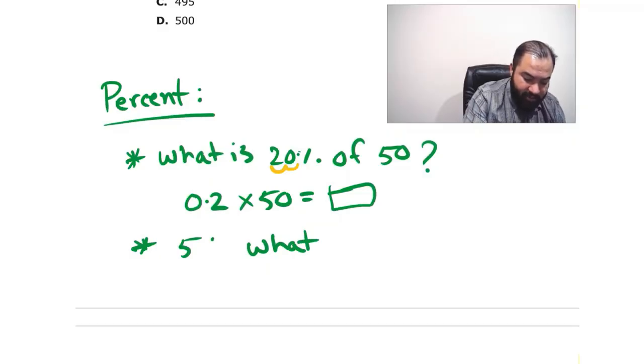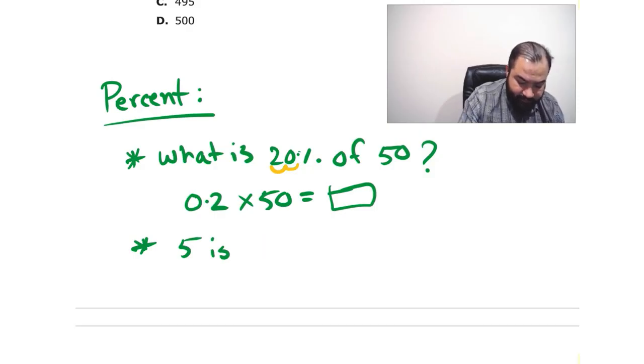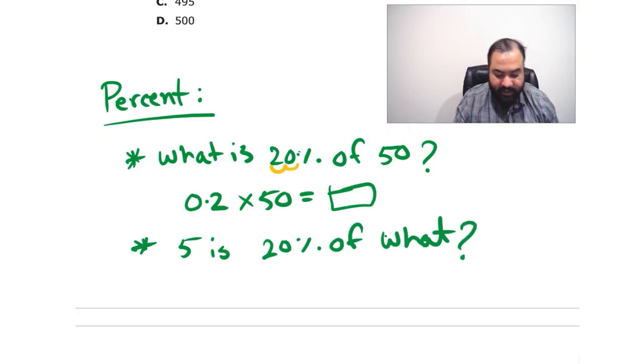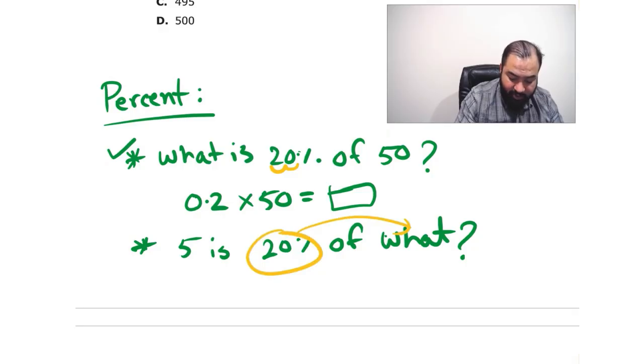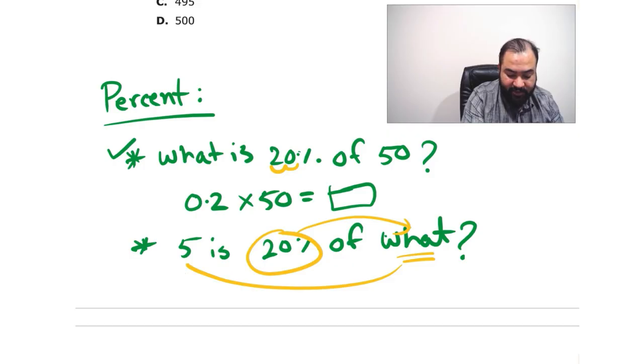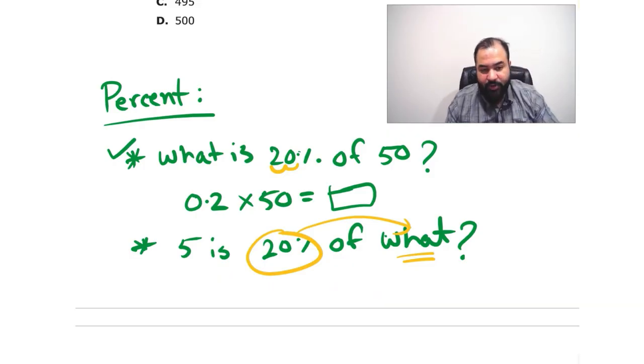This is what percent, or I can say 5 is 20% of what? Now take a look at the question. It's different than what the first question says. Here it says 5 is 20% of what? So I cannot just find 0.2 times 5. That will be wrong, because they said 20% of whatever that number, means 0.2 times this number here that's missing, that will give you this 5. That's what the question says. So in this case, I cannot just multiply 0.2 with 5.